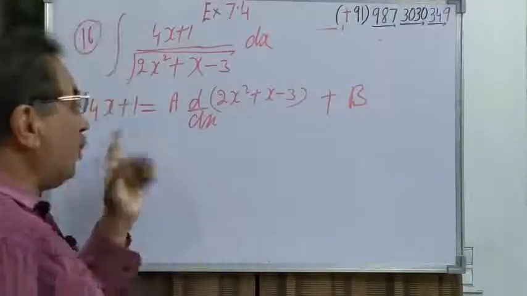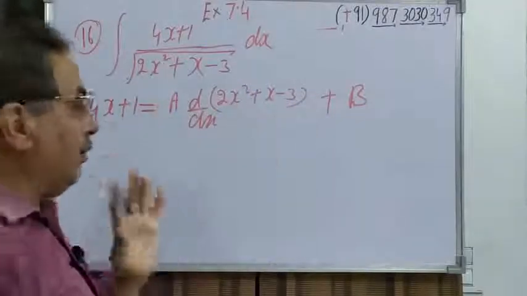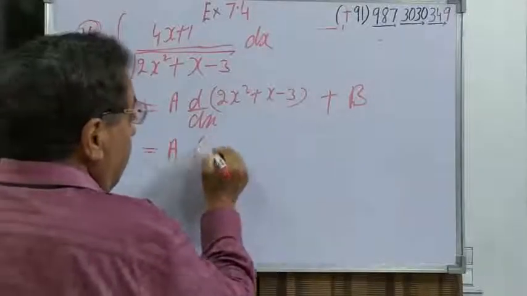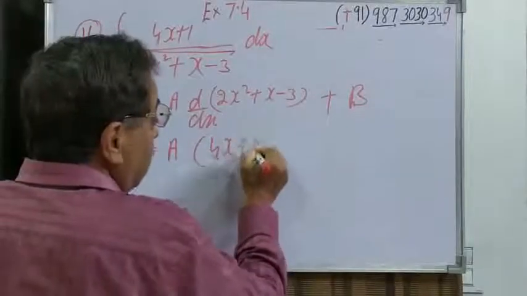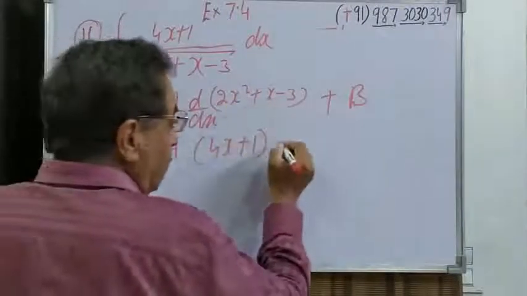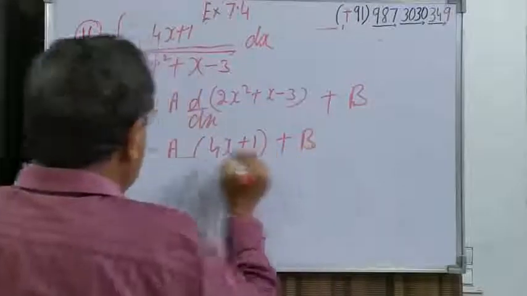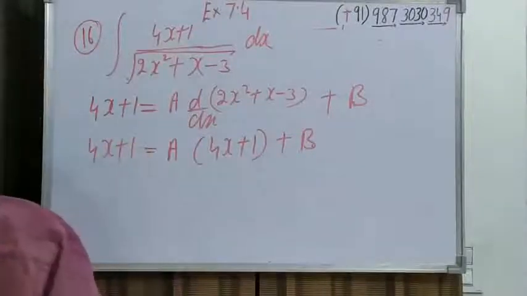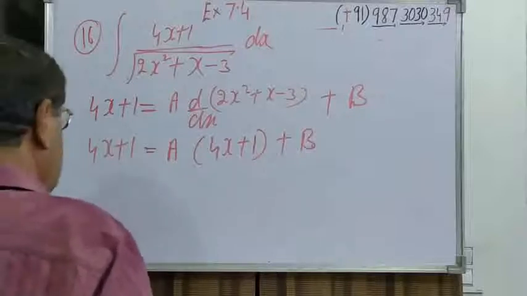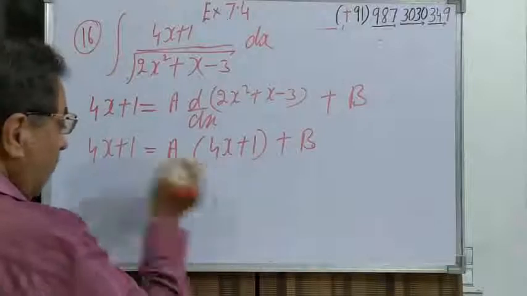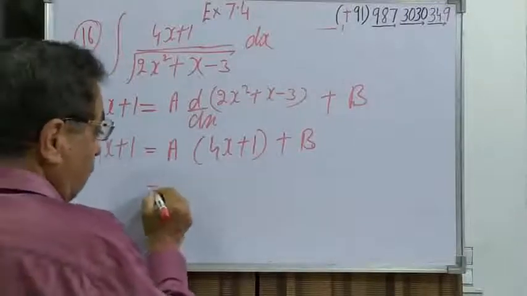Now we are supposed to find the value of a and b. So how will you find it out? A, the derivative would be 4x plus 1. The derivative of 2x square is 4x, of x is 1, of 3 is 0, plus b. And on the left side, it is a linear factor, 4x plus 1. Now you see, let us find the value of a and b by comparing the coefficients on both sides.